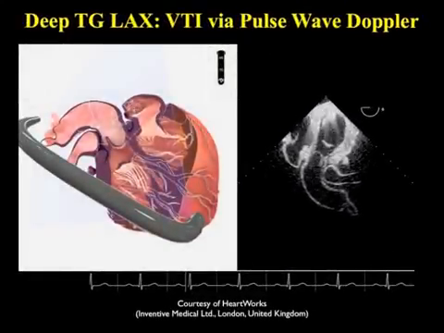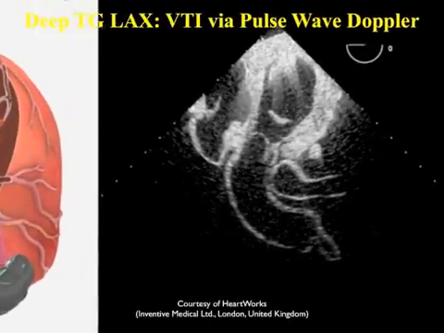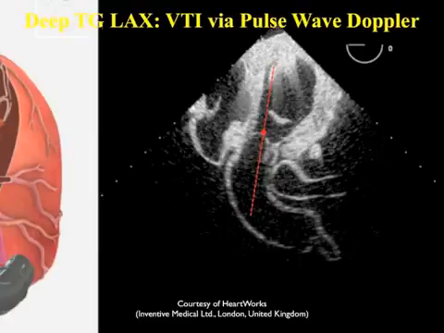The velocity time integral for the left ventricular outflow tract is obtained by advancing the probe into the stomach past the mid-papillary view, then anti-flexing the probe until the apex of the heart is seen at the top of the screen, and the LVOT, aortic valve, and ascending aorta are seen at the bottom of the screen.